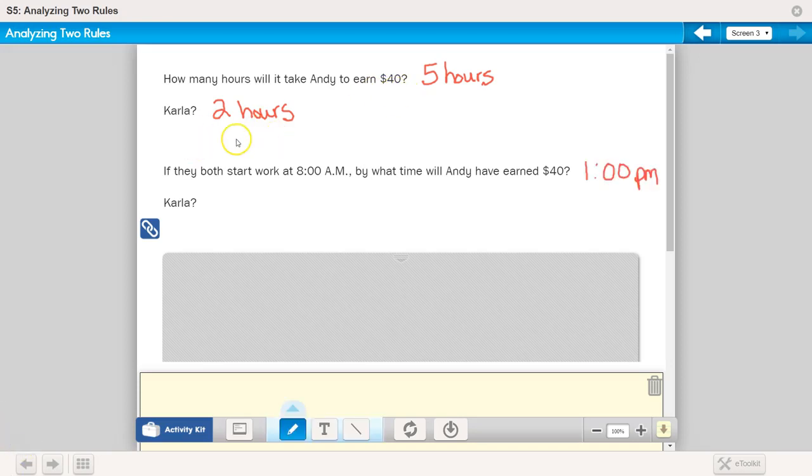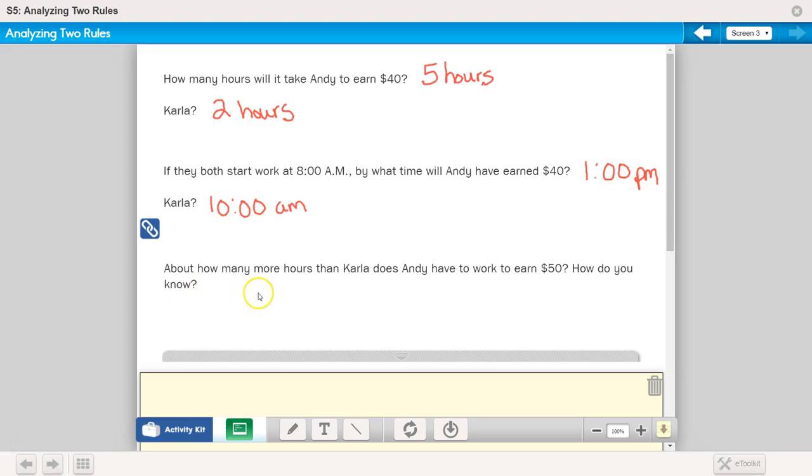And I already know that it only takes Carla 2 hours to earn $40. So if she started at 8 a.m., 2 hours from 8 a.m. is 10 a.m. So Carla would earn her $40 by 10 a.m. and Andy would earn his $40 by 1 p.m.